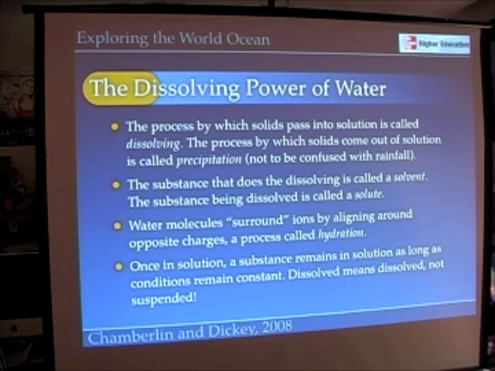Now, as I said earlier, the substance that does the dissolving is a solvent. So, in this case of salt and water, water is the solvent. The substance being dissolved is called a solute. And those are words that I use throughout the semester, and it's a good idea just to have a handle on the difference between those two.